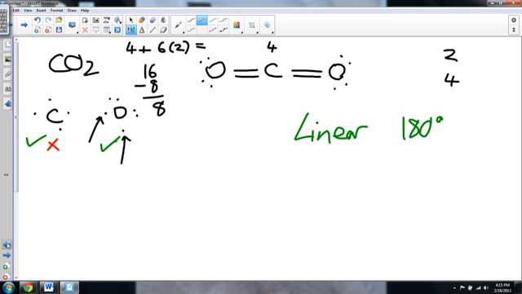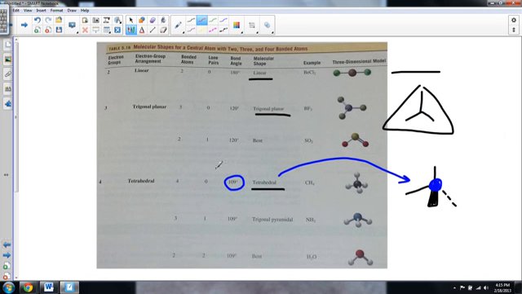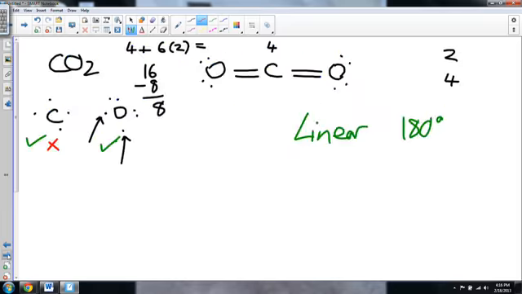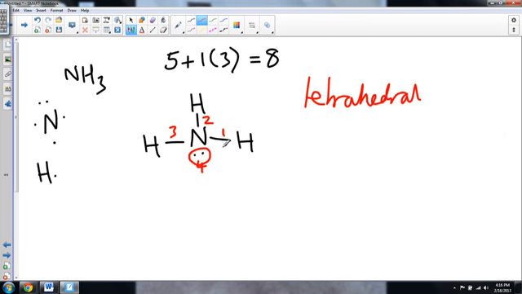Let me show you what I mean by looking at the table. So when you have 4 bonds around your central atom and no lone pairs, that gives you tetrahedral. When you have 3 bonds around your atom and 1 lone pair, although the bond angle is about the same, the name of the geometry is slightly different, and I'll show you why. When you come up with the name, all you're coming up with is the atoms and the bonds.